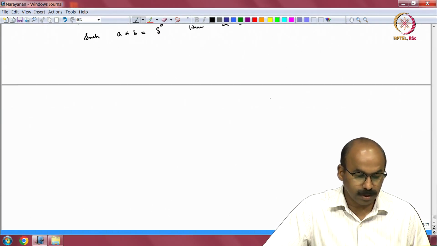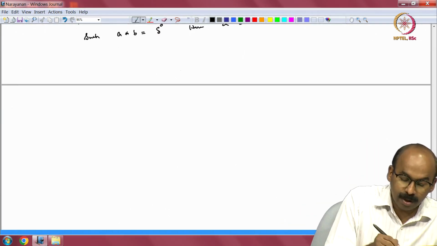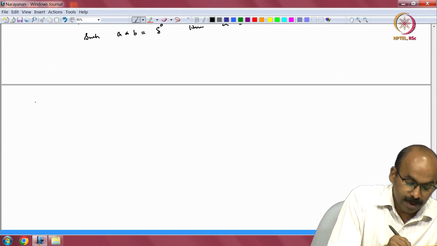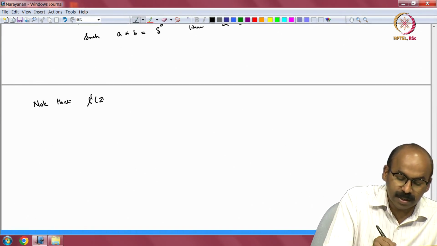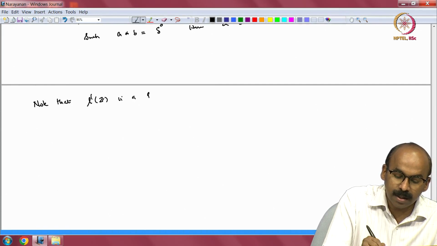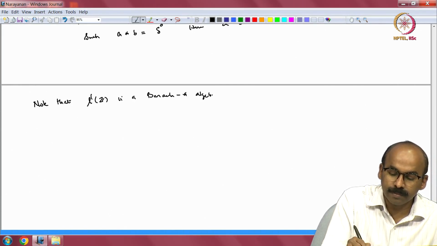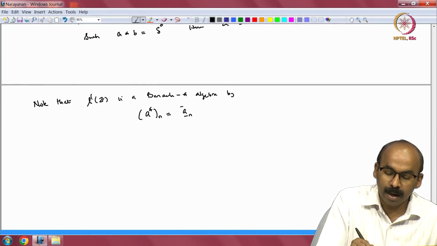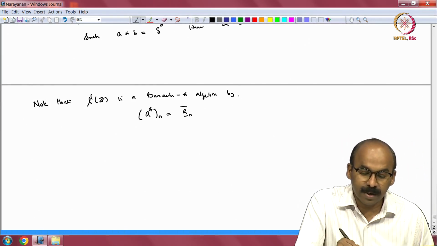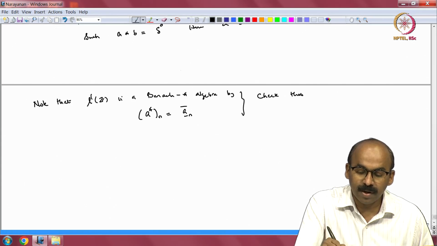Now, let us look at, just a comment on L1 again. Note that we will do one more example. Note that L1 of Z is a Banach star algebra, where A star is defined to be A minus n bar. And L1 is symmetric. You can check that L1 is symmetric, that is very easy.